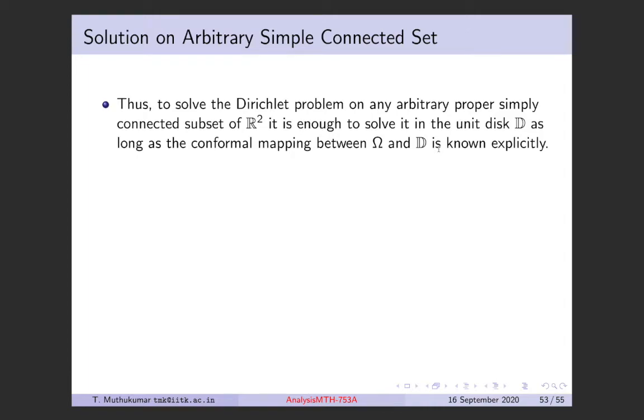If you solve in the unit disk, you have solved the Dirichlet problem in omega. But the difficulty is to find the conformal map. For all domains, finding the conformal map may not be easy. So whenever you can find the conformal map between omega and D explicitly, since you can solve the Dirichlet problem in D, you can solve the Dirichlet problem in omega.